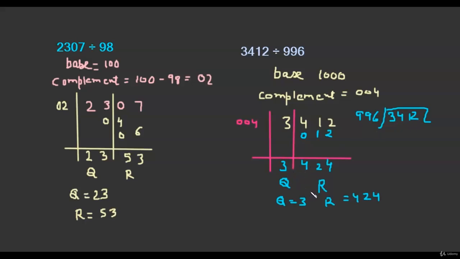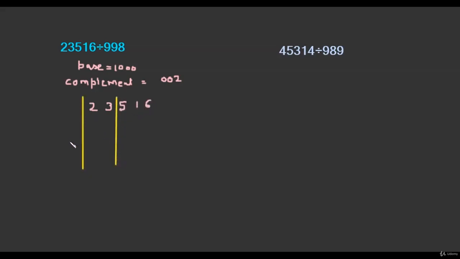Let's do a few more problems. Now this is a 3-digit number, so the base is 1000 and the complement will be 002, the difference of 1000 and 998. And this time again we have to separate the last 3 digits from the rest of the digits. First of all, we bring the first digit of the number as it is over here. Now we multiply 2 by the complement of the number. This becomes 004, and we write below the next dividend numbers like this.